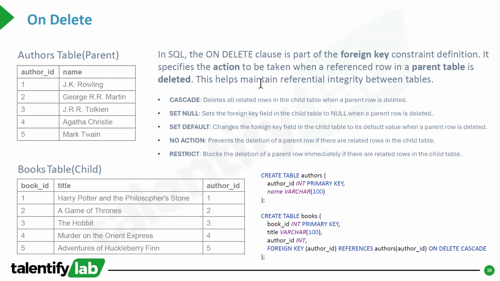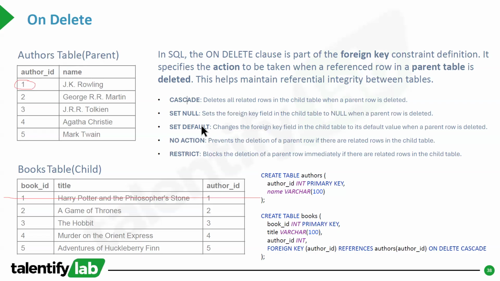Okay, there are some ON DELETE options. For example, I have here parent and child tables. For example, as author ID, I will create a relation between these two. All right. So, for example, if I use ON DELETE CASCADE, it deletes all the related rows in the child table when the parent row is deleted. Means if I delete this author ID 1, it will also delete this row from the child table.